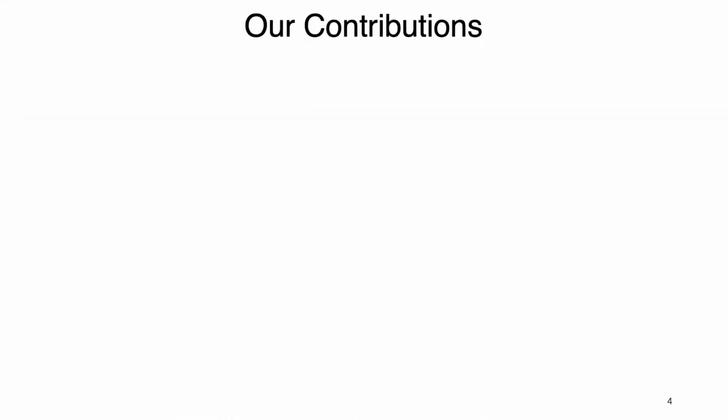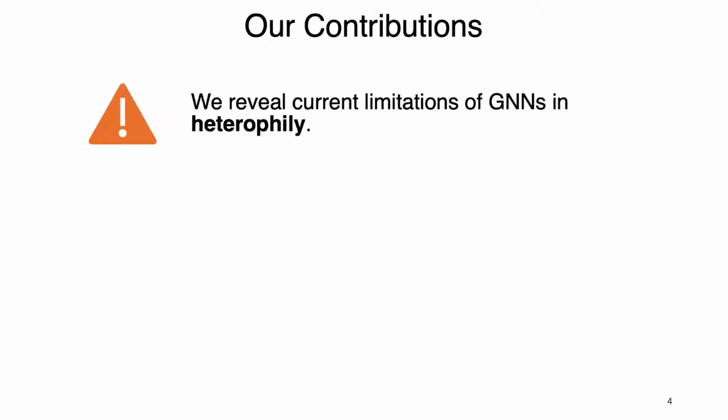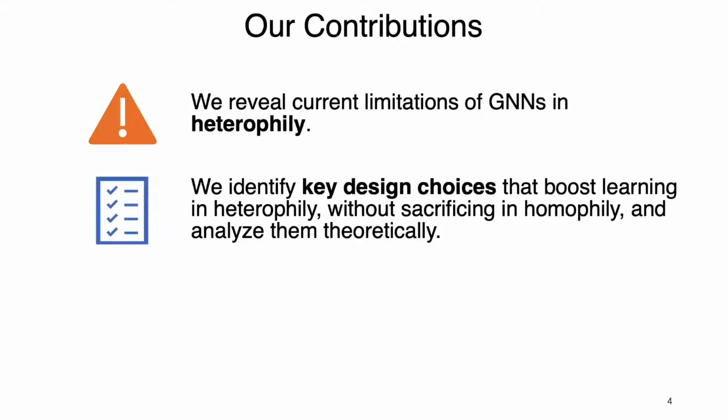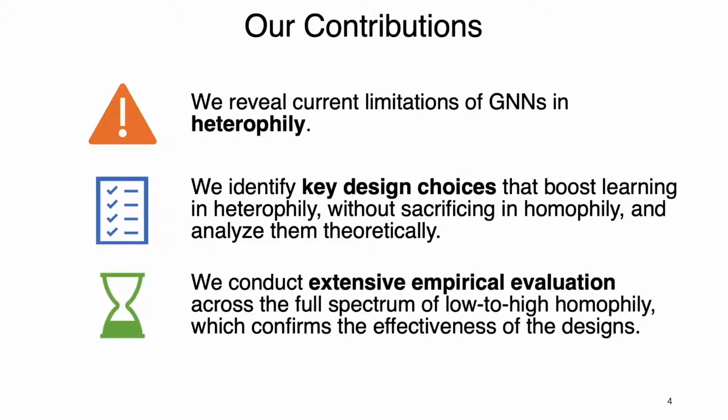At a high level, in this work, we review current limitations of GNNs in heterophily settings. We present and theoretically justify a set of key designs that boost learning in heterophily without sacrificing the performance in homophily. And we conduct extensive empirical evaluation across the full spectrum of low to high homophily to show the effectiveness of the identified designs.